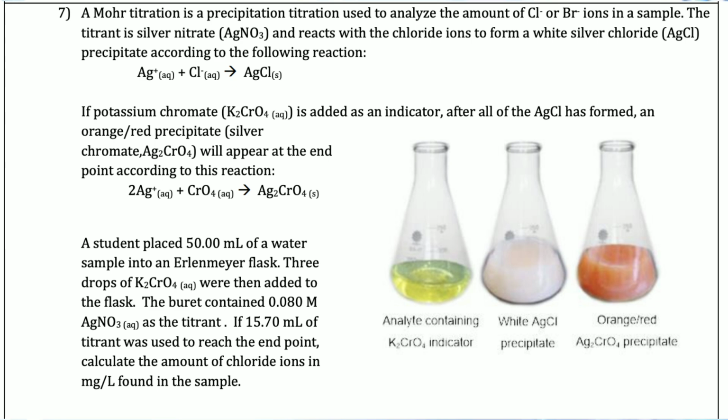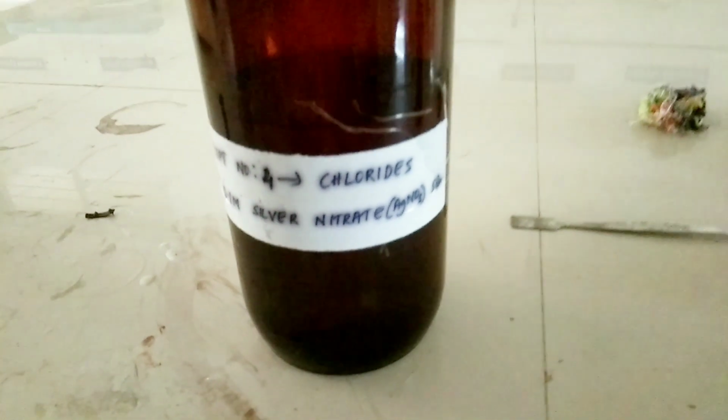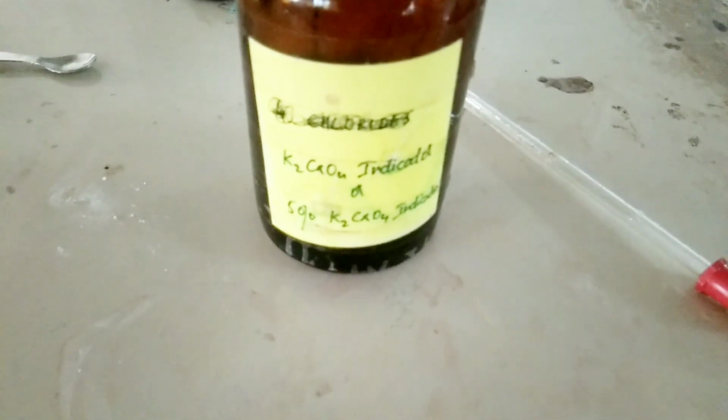We will calculate the amount of chlorides present in the water sample. Whenever we titrate with the silver nitrate, the chloride in the sample reacts with the Ag and we get AgCl, a white color precipitate. Next, the remaining Ag reacts with the chromate CrO4 and we get the silver chromate. Yes, let us start the experiment here. The chemicals required are silver nitrate and potassium chromate.